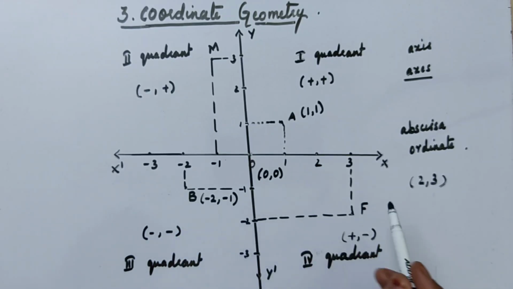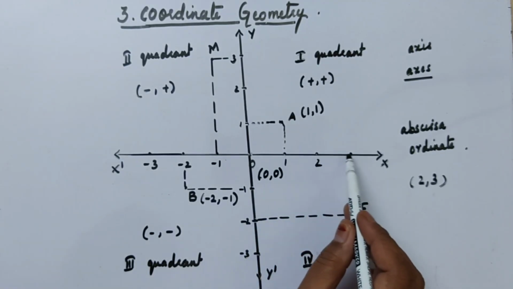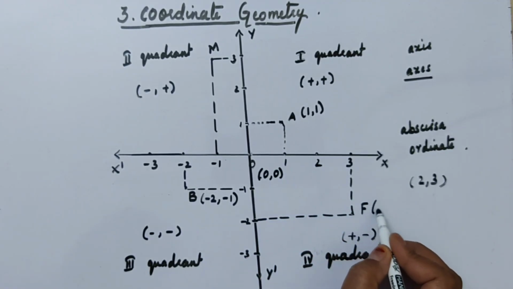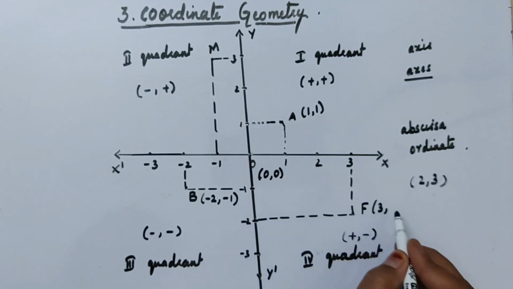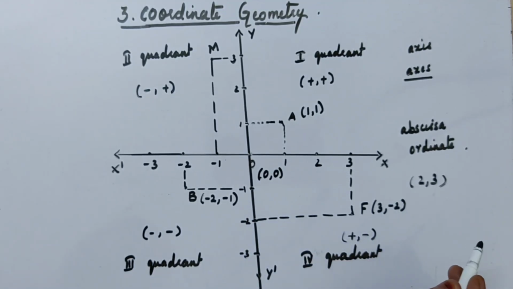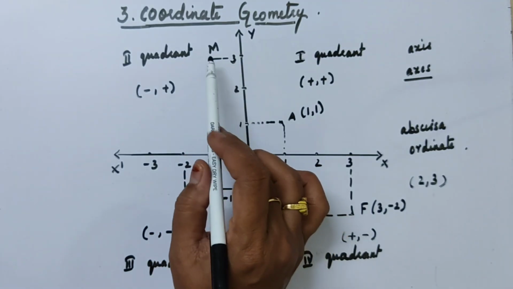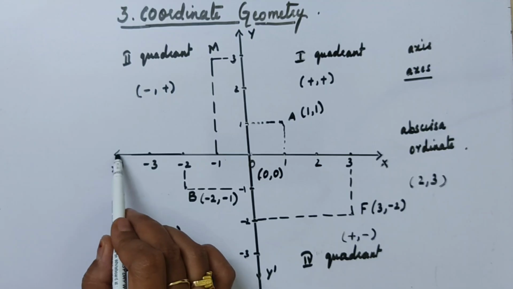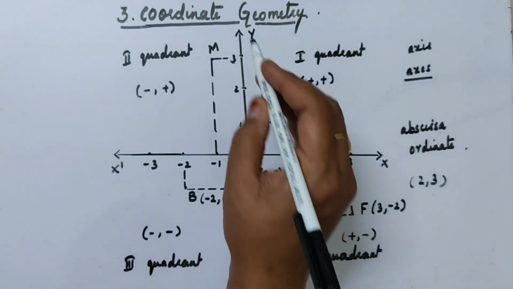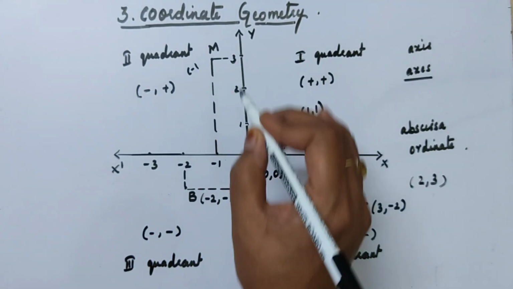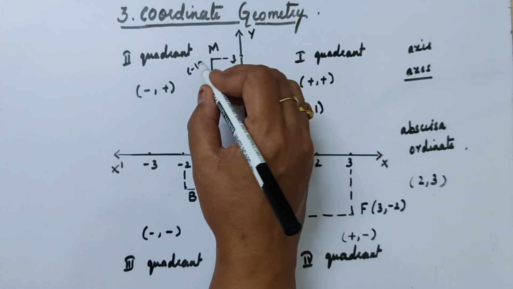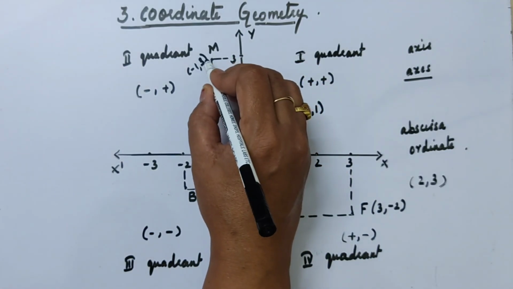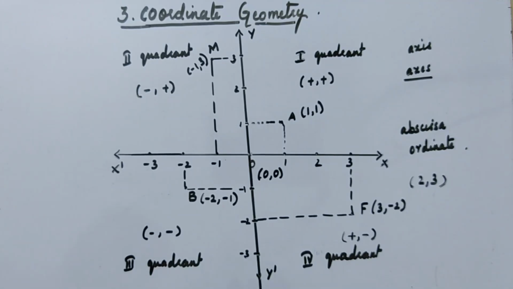Right? Now the F coordinates. I just want to find out the coordinates of F. We'll start with x, that is 3, and y is -2. Right? Now M. We need to find out the coordinates of M. You can see that x is -1 and y is 3. I hope this is clear, right students?